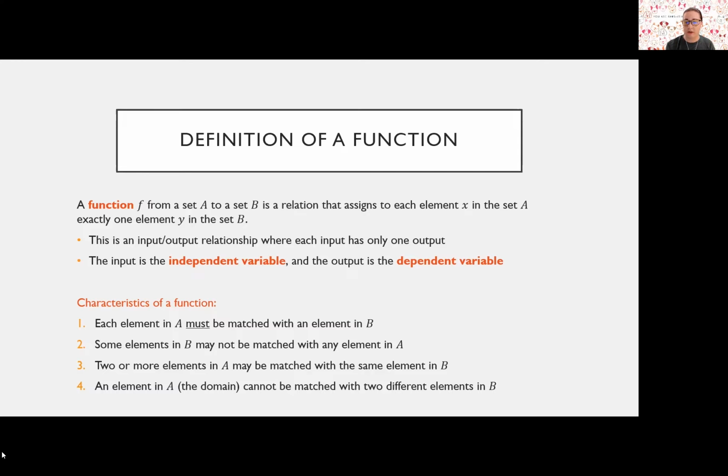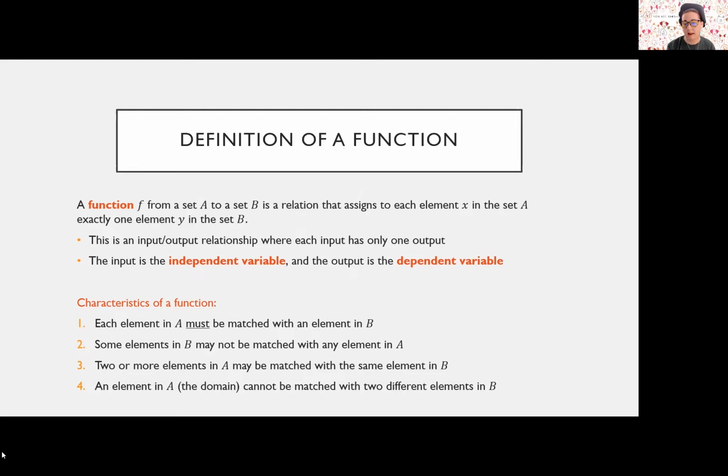So general characteristics of a function. Each element in A must be matched with an element in B. So what this means is if you're plugging in a value for x, you must have some sort of output. You can't plug in a value and then have no output at all. So anything that is in the set has to go to something. Some elements in B may not be matched with any element in A. So this means you could have some outputs that don't have an x that goes to it, no input. That's completely fine. You don't have to hit every y value, but you want to make sure that all of your x go somewhere.